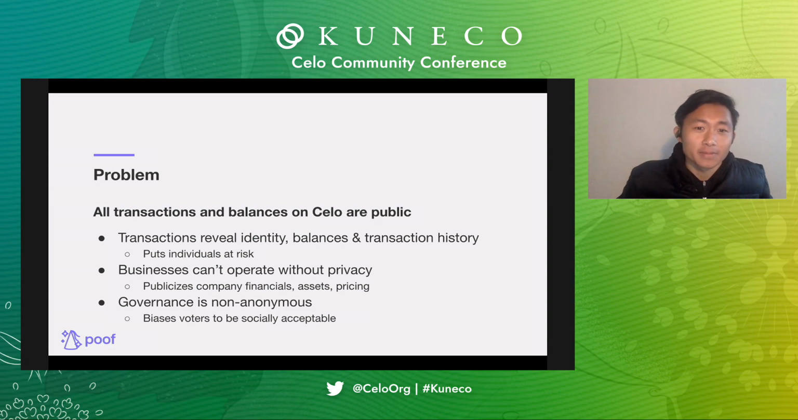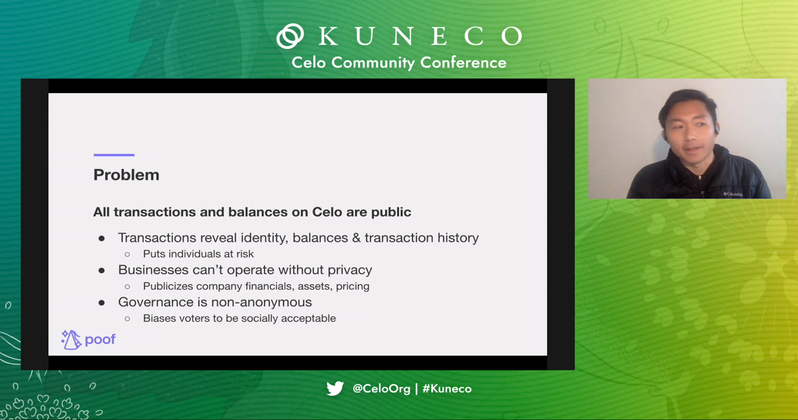Today, all transactions and balances on Celo are public by default, and this has some major consequences. The first is that transactions reveal identity, balances, and transaction history. Say, for instance, I went to a coffee shop and bought a coffee and paid with my Valora wallet. The cashier could actually look at which wallet I paid with and see all my balances and my previous transaction history, what I've bought in the past, where I've been, and my patterns. In some cases, this can put individuals at risk.